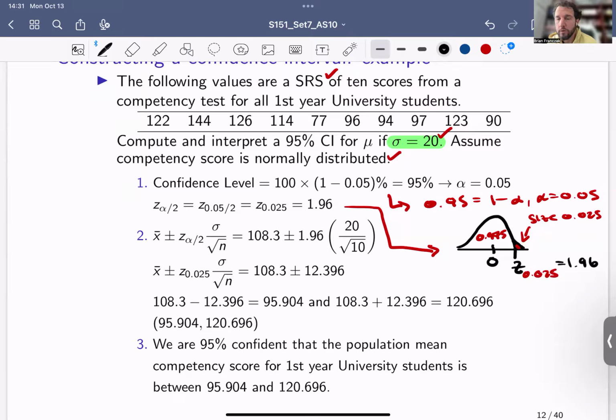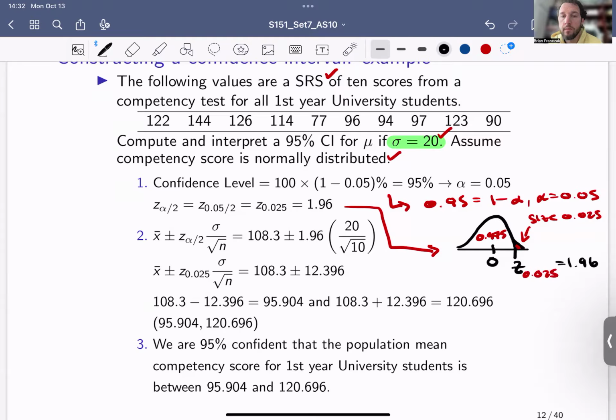Now on step 2, we just plug into our equation. So the equation is x bar plus or minus z alpha over 2 multiplied by sigma over the square root of n. So we have 108.3 from example 1 plus or minus 1.96 multiplied by 20 over the square root of 10, right? So we have 10 observations in the data set. You can count those from the top of the slide. We are told sigma is 20. We just found that z is 1.96, and in example 1, we computed x bar.